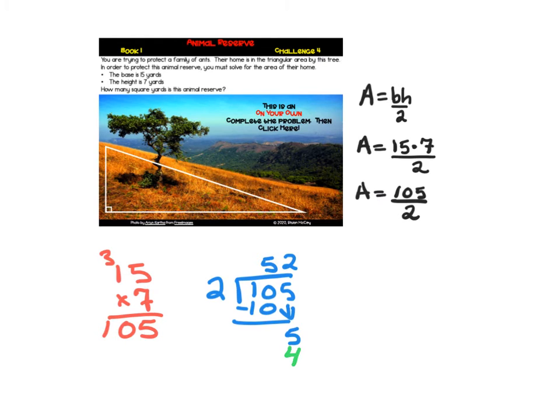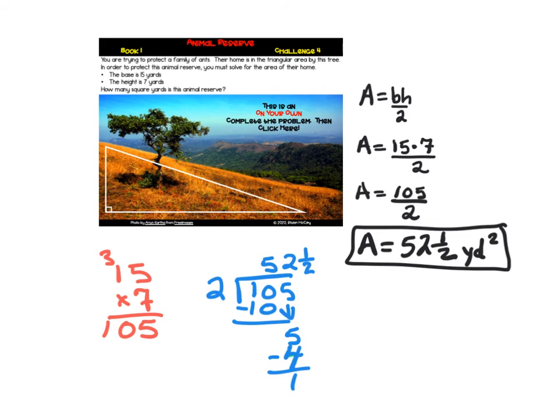Oops, why did that shift on me? I want to make that blue, don't I? And then when I subtract that, I get 1. And then you always take your remainder, becomes your numerator, right? So you're going to write 1 right there, and then over your denominator is your divisor. So you take your remainder becomes your numerator, your divisor becomes your denominator. And we get 52 and 1/2. So let's go back here and write our final answer. A equals 52 and 1/2, and that is yards squared. Bam, right there, my friends, is your answer.